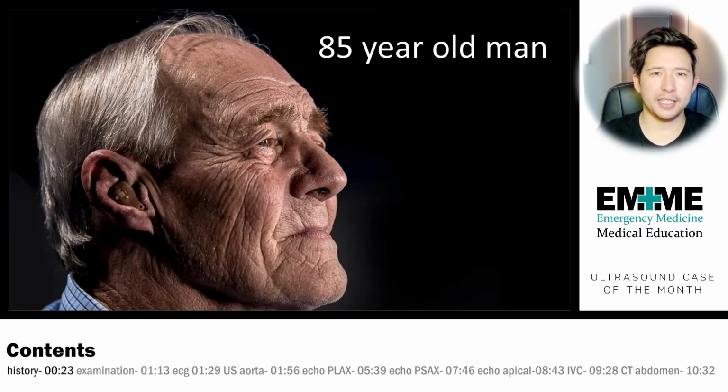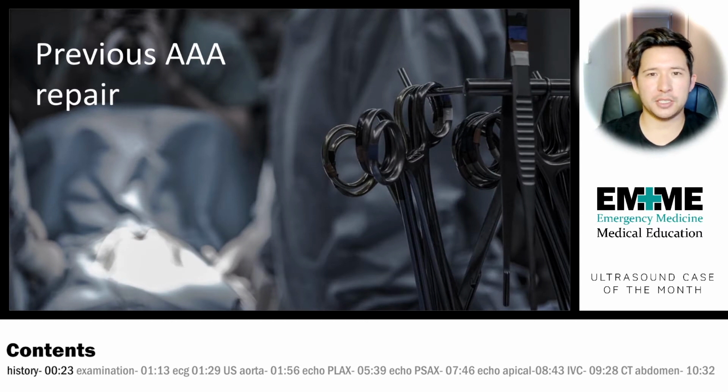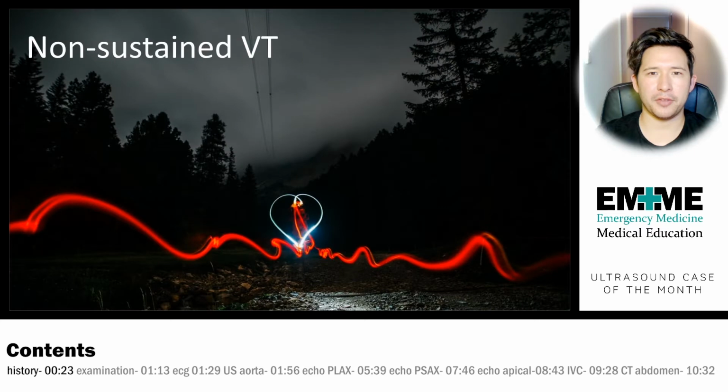This is our second case, and we have an 85-year-old man who presents after having a AAA repair several years ago and also having had some kind of non-sustained episodes of ventricular tachycardia that have been investigated by the cardiologists, but he was deemed not a suitable candidate for a pacemaker or other device because of his frailty.